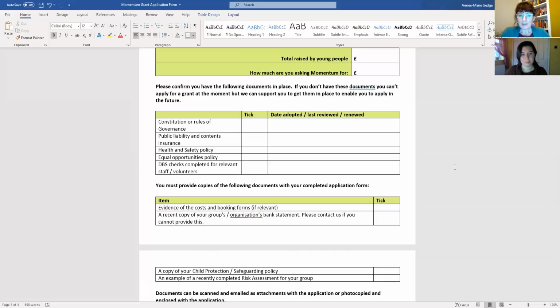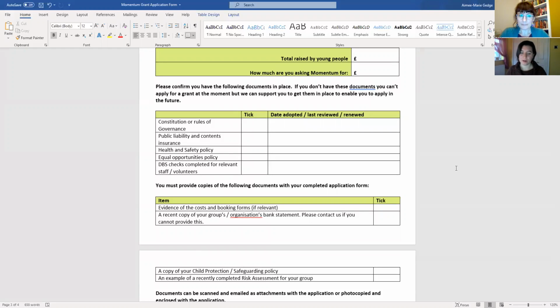So we'd rather know if you haven't got one than not know. And we're not going to just turn you down if your health and safety policy is out of date. If you let us know, we can help you update that. Is there anything you wanted to add to that about policies and documents and the support we can offer, Amy?